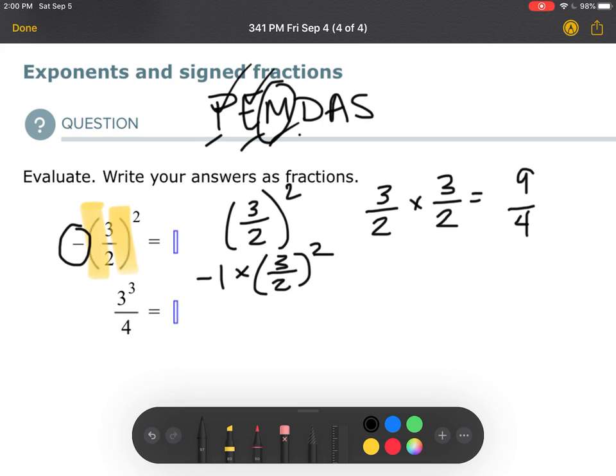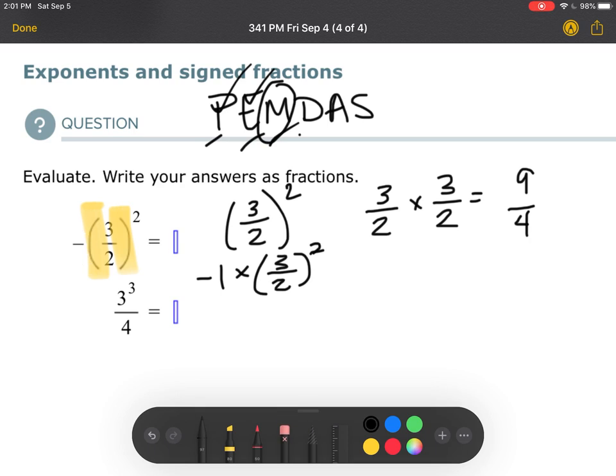Because of that, this negative is going to happen at the very end because it is on the outside of the parentheses. Now if this was inside of the parentheses, I would have done -3 times -3, which would have given me a positive, but I did not have that. So make sure that if it is on the outside, you do this last, but if it's on the inside, you multiply it with the exponent. So I will then go and do that.